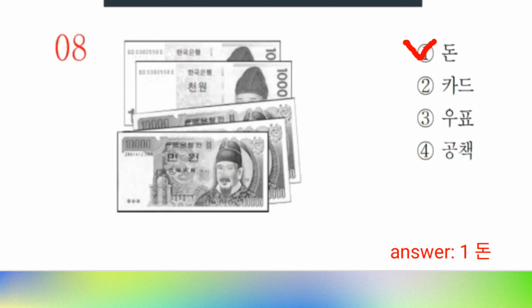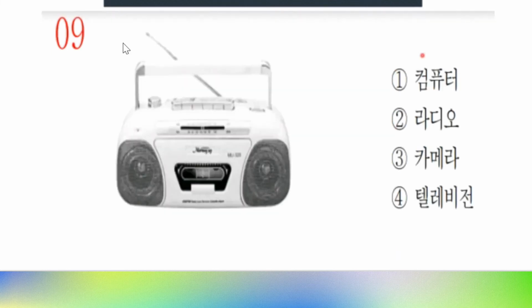Okay, malapit na tayo. Number 9. What's this? Di ba, radio siya guys. So, let's check our answer. Number 1 is computer. So, it's not computer. Number 2 is radio. So, the radio is number 2. Ang sagot is number 2, radio.